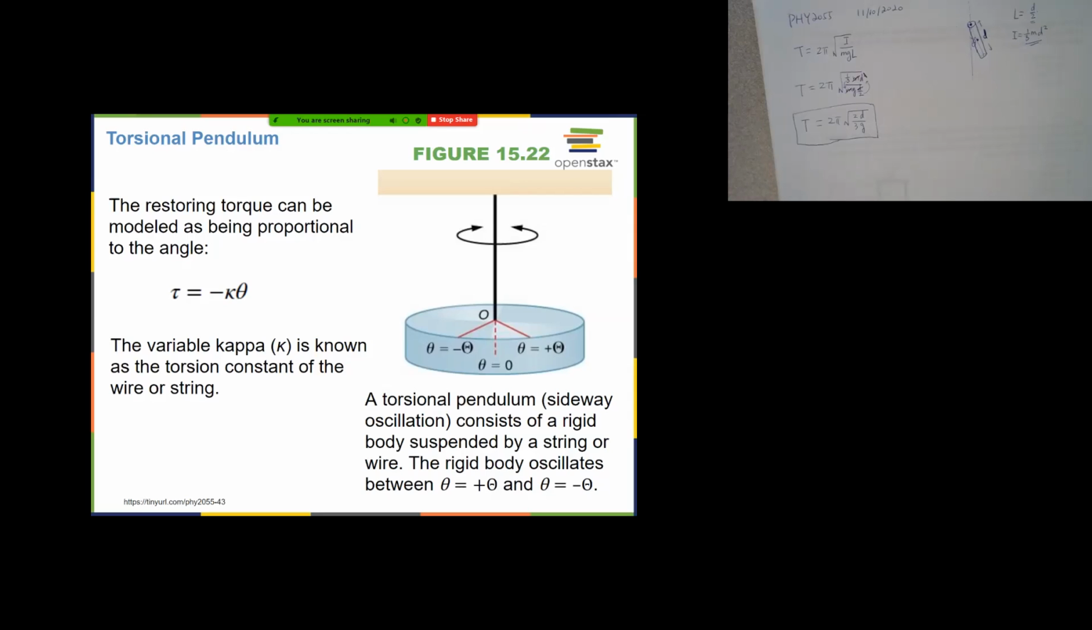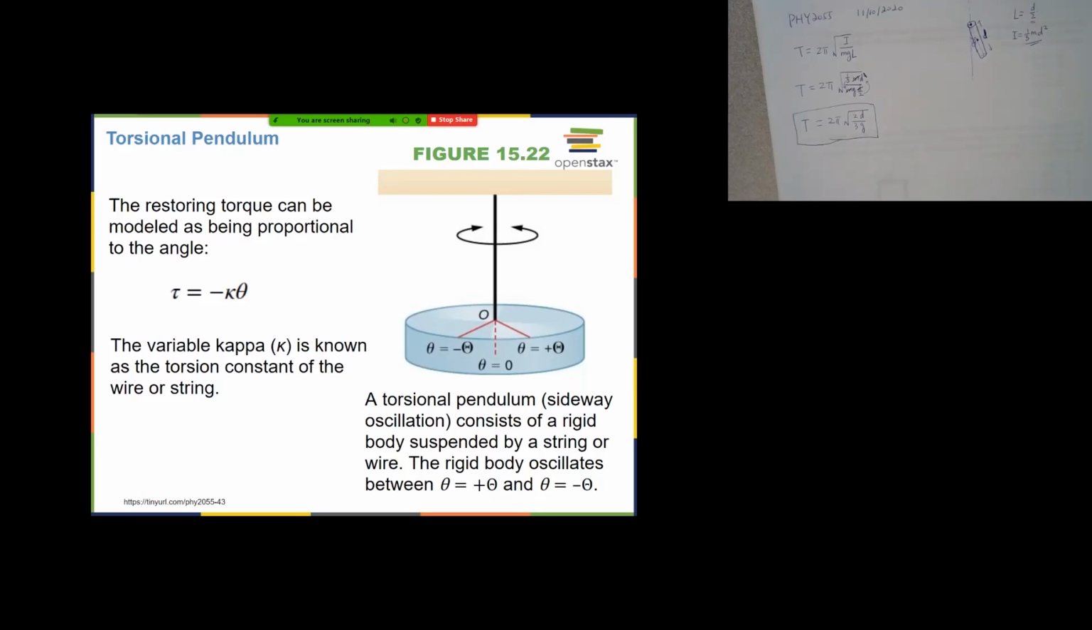If the torque produced by rotating this body in one direction is proportional to the angle, then you can write torque equals minus kappa theta. This symbol is called kappa. It looks like K, but this is just to distinguish it from K when we have the spring. This is the torsional, rotational displacement, so we use a slightly different notation: the torque equals minus kappa times theta.